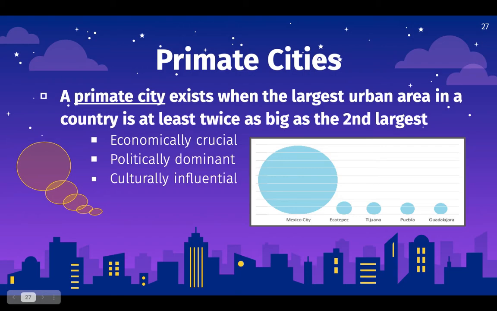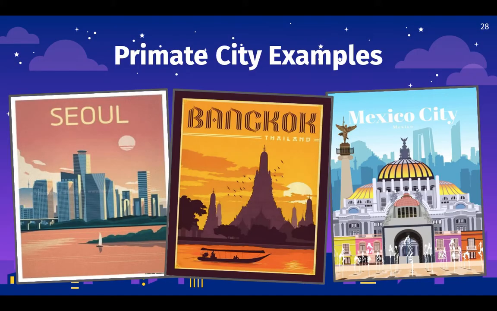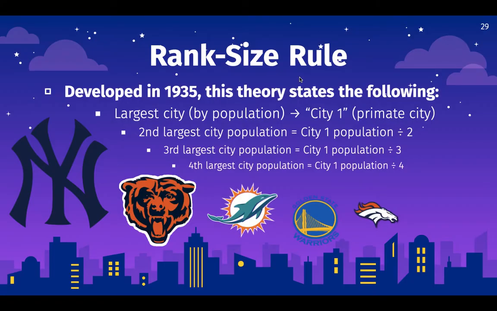But first, primate cities. A primate city exists when the largest city in a country is at least twice as populated as the next largest city in that country. And this makes that primate city really significant, not just economically, but politically, culturally, and environmentally. Some examples of primate cities around the world today are places like Mexico City, Mexico, Bangkok, Thailand, and Seoul, South Korea.